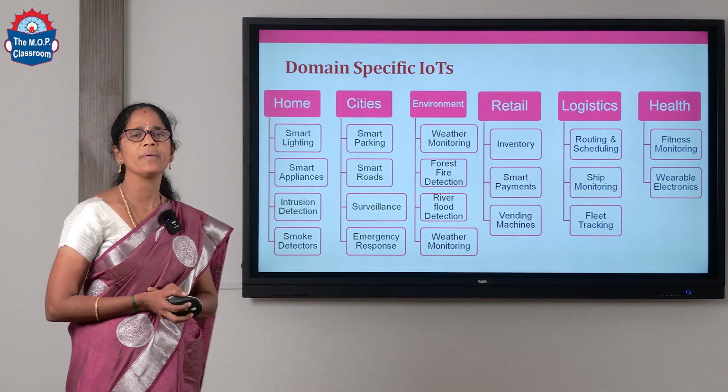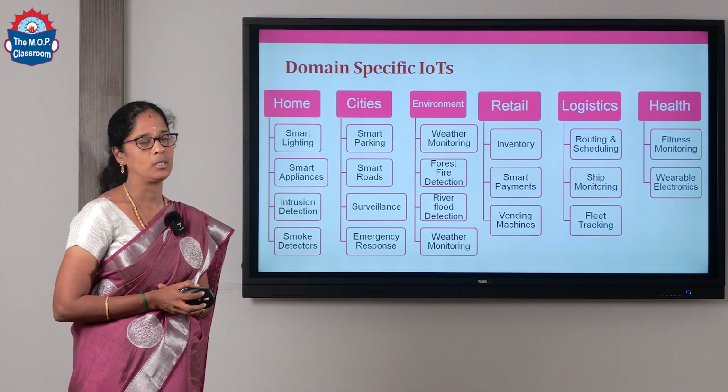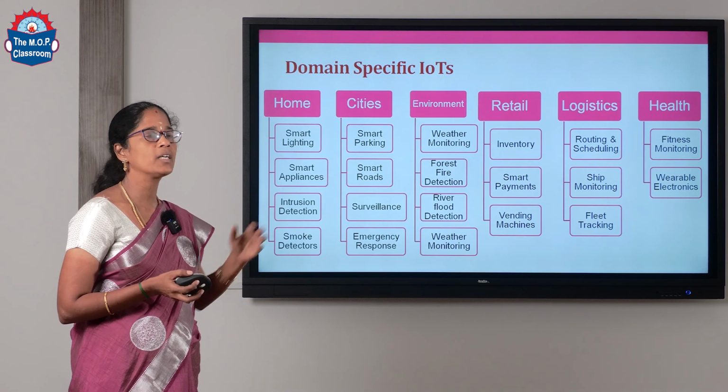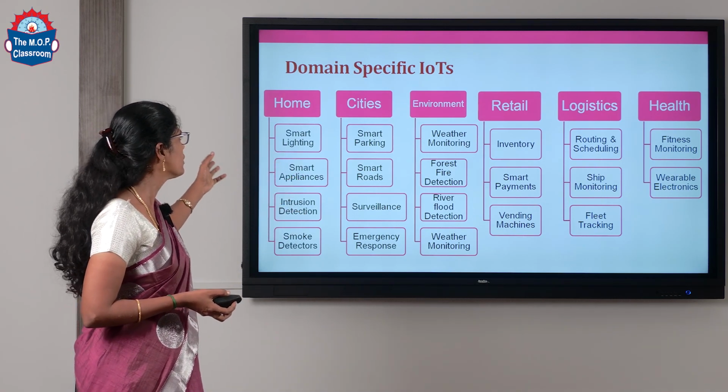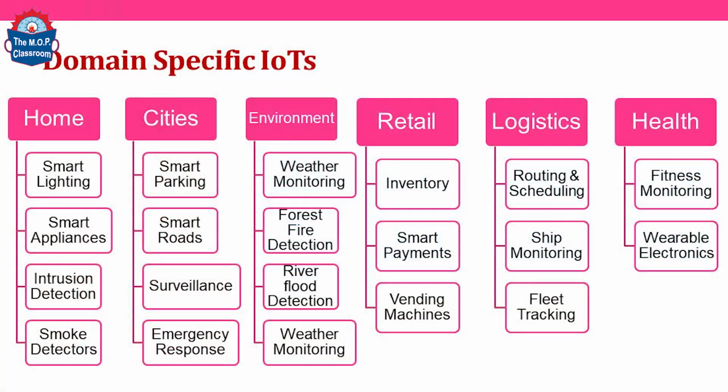And moving on to the major applications of IoT, where in the real world much exploration and research is going on nowadays. The major applications are in home, cities, environment, retail, logistics and healthcare. These are the different applications where we are using different sensors to improve our standard or way of living.